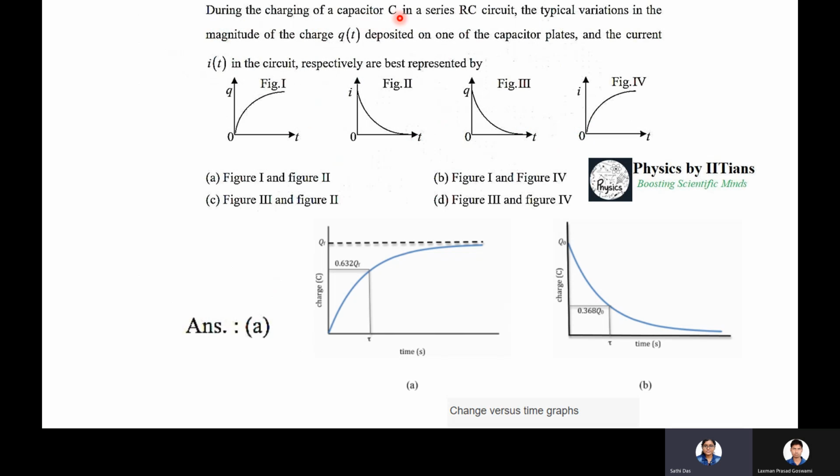Let's come to the next question. During the charging of a capacitor C in the RC circuit, the typical variation in the magnitude of the charge Q(t) deposited on one of the capacitor plates and the current I(t) in the circuit respectively are best represented by figure 1 and 2, figure 1 and 4, figure 3 and 2, figure 3 and 4. So for the capacitor charging, this is the figure, charge versus time, and for the discharging, this is the figure. So figure 1 and 2, option A is the correct option.